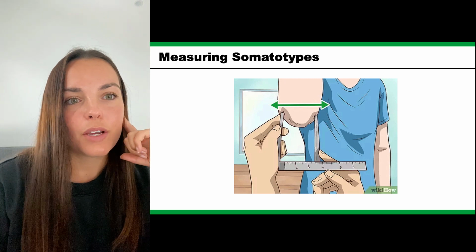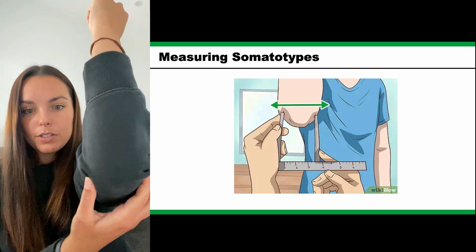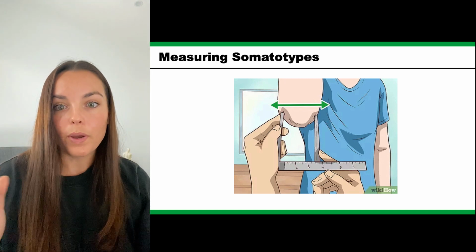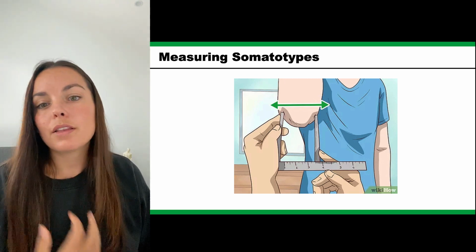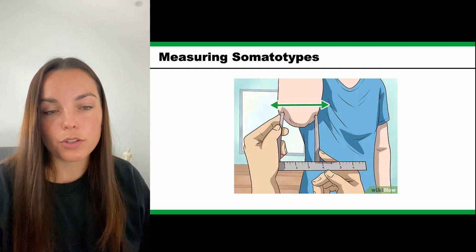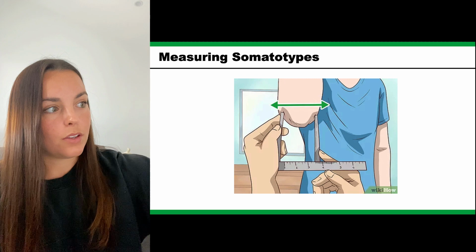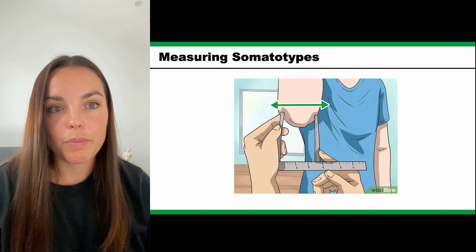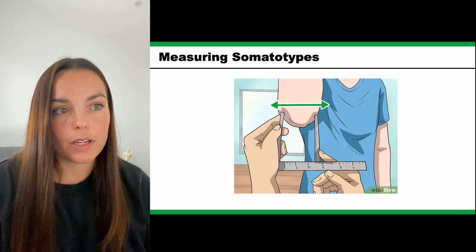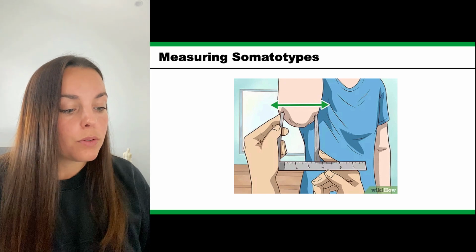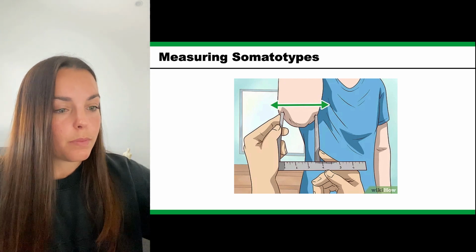So you take one at the humerus on the medial and lateral epicondyle, so we measure the width of that bone, and then also at the femur as well, so measuring the width of the femur bone using these, you can see that metal caliper there, which presses down on the bones and gets a reading of how wide those bones are. Then we also need to take girth measurements.